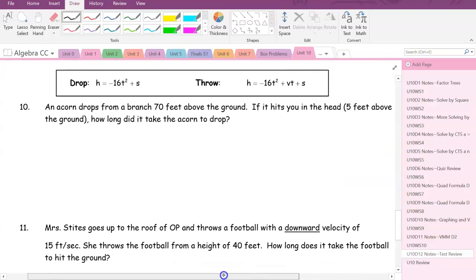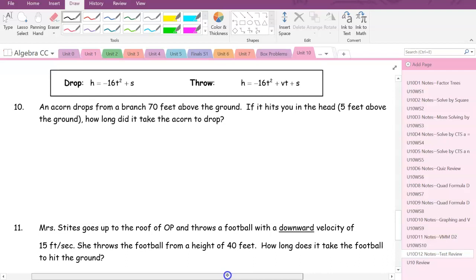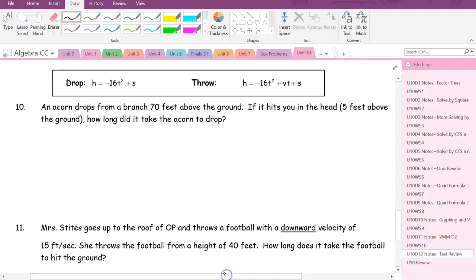All right, last two. We have our vertical motion model problems. An acorn drops from a branch 70 feet above the ground. If it hits you in the head 5 feet above the ground, how long did it take the acorn to drop? This just has a starting height and an ending height. There's no velocity here, so I'm going to use the drop equation.